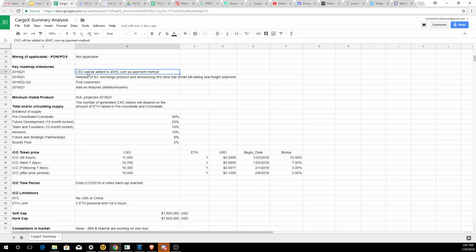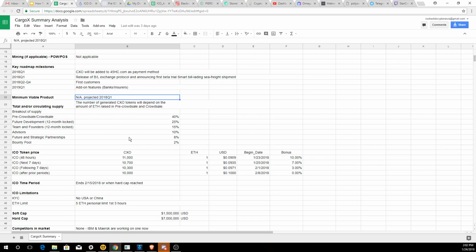Here are their roadmaps and milestones. Q1 2018. That's very soon. That's a positive. That's when they're going to add CXO as a payment. Okay, that doesn't seem very important. Okay, so beta is going to be done Q1 as well. So that's a positive. First customers starting in Q2. That's very positive. So that means you're going to have a working platform by Q2. And then they're going to add on features for banks and insurers next year. So this roadmap looks relatively short and positive. Right here it says MVP is projected to be finished in Q1 as well.